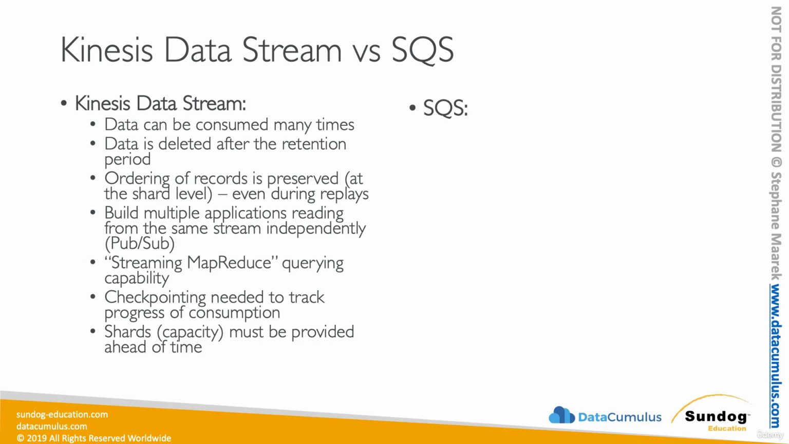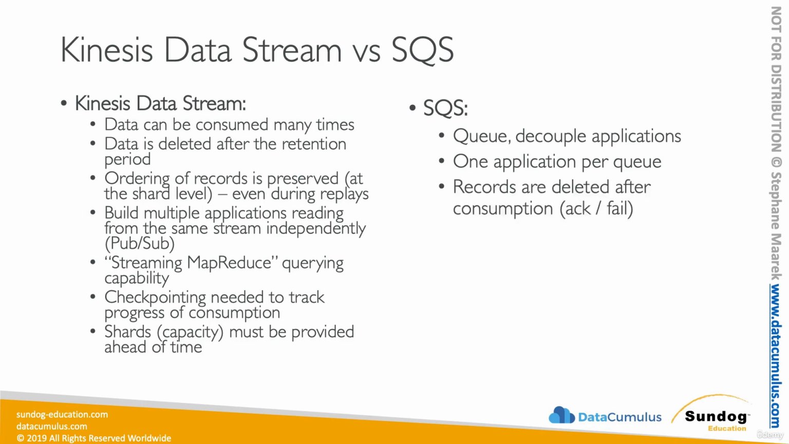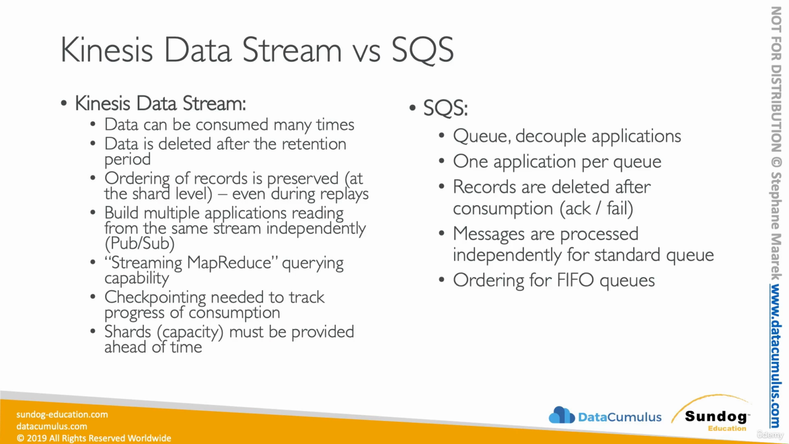For SQS, well, it's a queue and it's used to decouple applications, and we only get one application per queue. We cannot get more than one because the records are deleted after consumption. The message will be reprocessed independently for a standard queue, so that means that there is an out of order ordering issue that can happen for you.